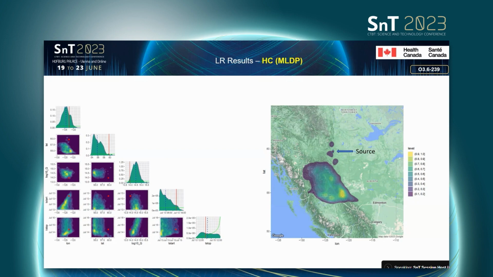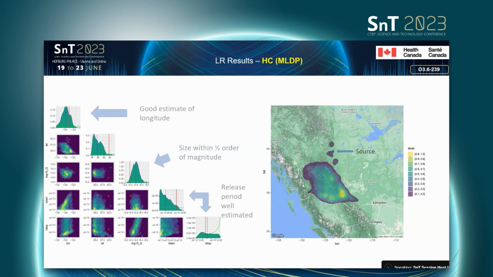And then on the left side, you can see all the parameters that were being inferred. And I apologize that this is a bit small, but what this means is we have a good estimate of the longitude. We have the size within a half order of magnitude on the release, and we were able to really estimate the release period. And the true result there are those red bars, and the dashed blue line is the posterior estimate out of FREER. So we were able to get a fairly good reconstruction of the source. You can see that the most probable location, though, is still a bit south of where the actual source was.